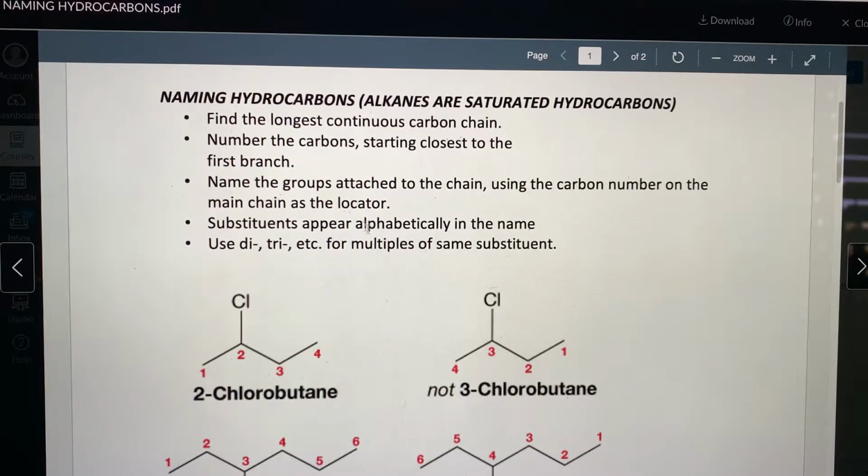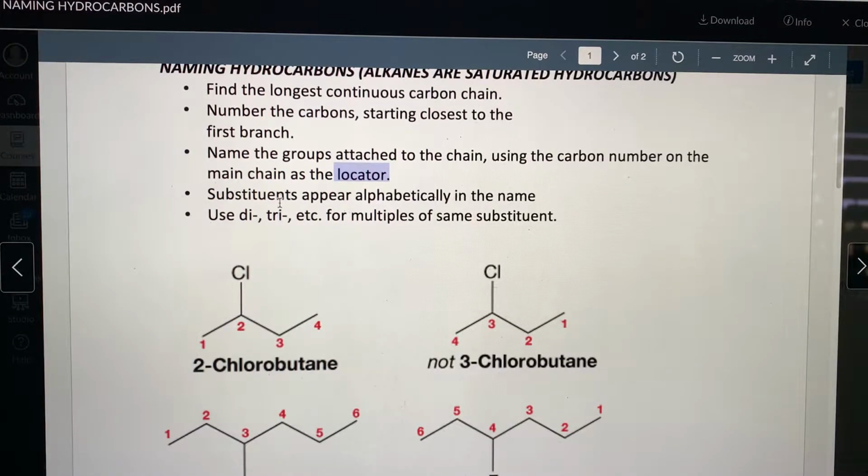And then you name the group. The branch is also known as the substituent. You name each of them, and you also mention the locations, which are the carbon numbers, called the locators. When we're done, we organize the substituents in alphabetical order. If you have two of the same kind of substituent, you use di. If you have three of the same kind, you use tri, and so on and so forth.